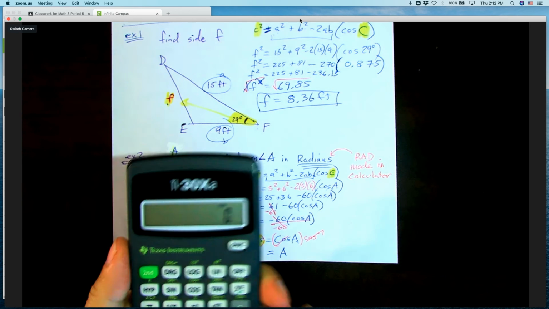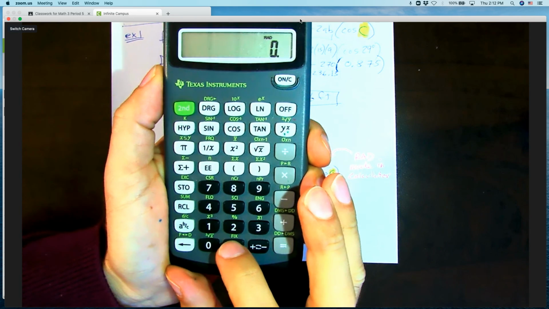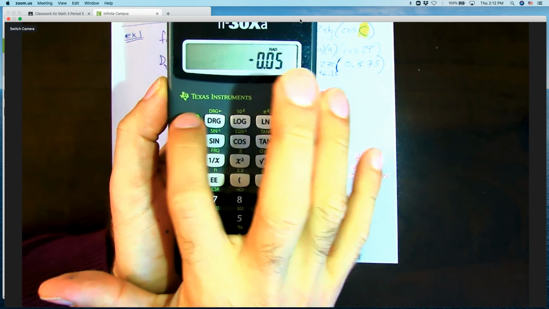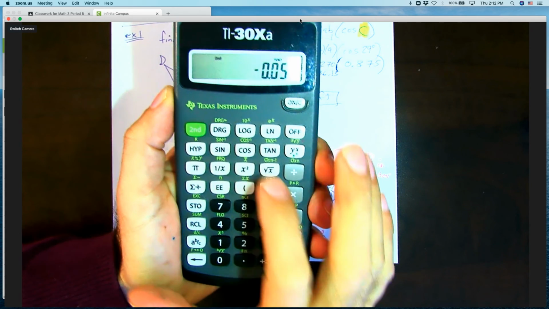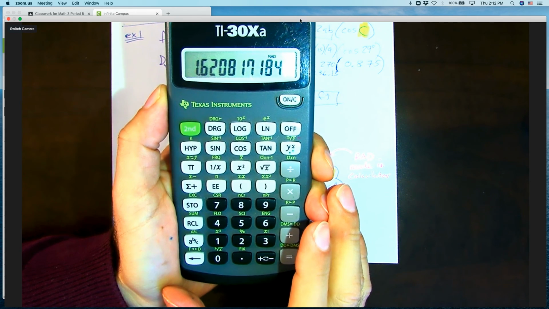So let's do that again. Mine, I have to do 0.05 negative, right? I have to push negative after. I'm going to go second, cosine, and then I get the radian measure, okay?